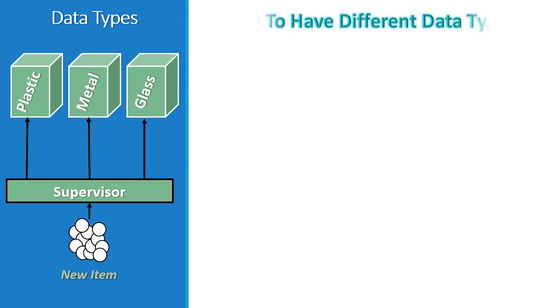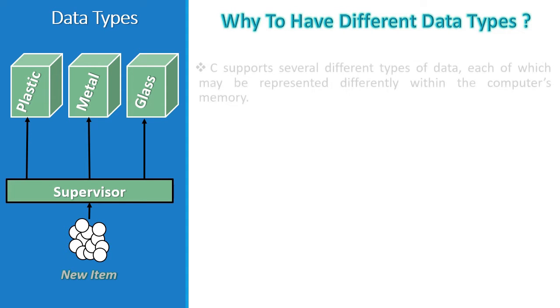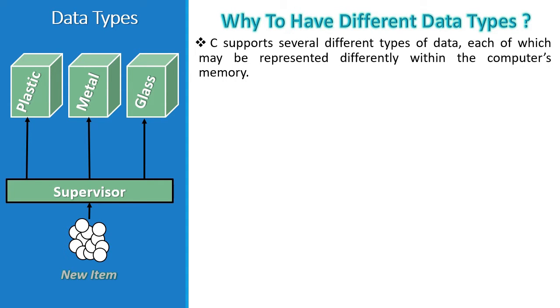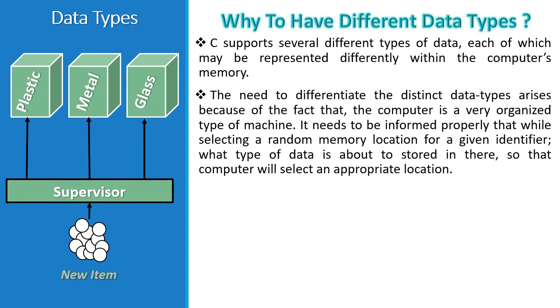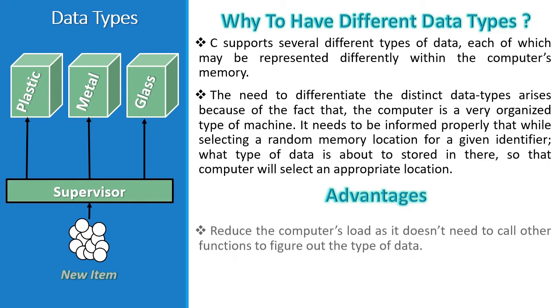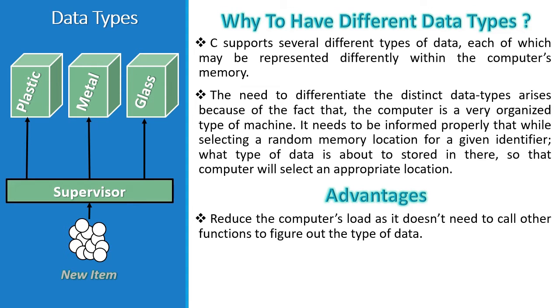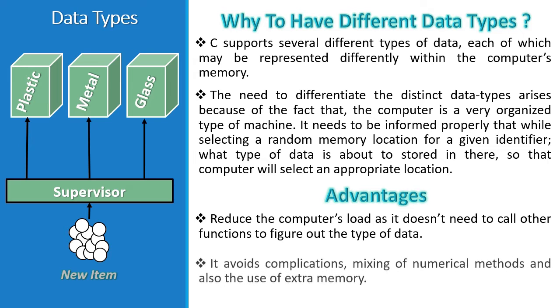C supports several different types of data, each of which may be represented differently within the computer's memory. The need to differentiate the distinct data types arises because the computer is a very organized type of machine. It needs to be informed properly, while selecting a random memory location for a given identifier, what type of data is about to be stored there, so that the computer will select an appropriate location. Let's see the advantages. It reduces the computer's load as it doesn't need to call other functions to figure out the type of data. It avoids complication, mixing of numerical methods and also the use of extra memory.